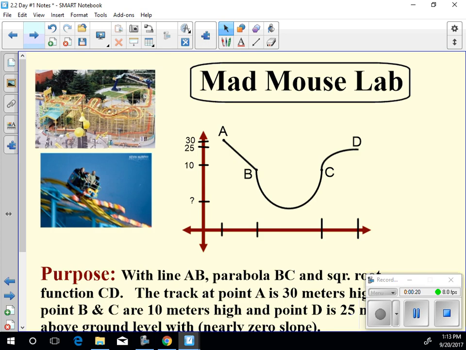Okay, whoa. Mad Mouse Lab, we just talked about that. Those of you at home, figure it out.